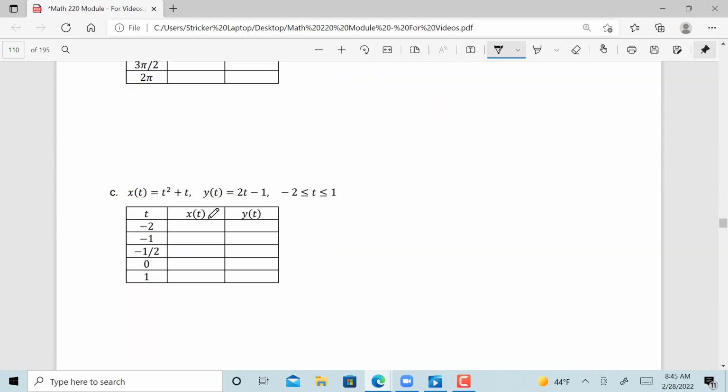Then in example C, it looks like x is something quadratic and y is something linear. Well, it turns out something like this is parabolic in nature. So I'm going to let you look at those two examples on your own, and we will have another video for this section, but that's going to do it for this one.